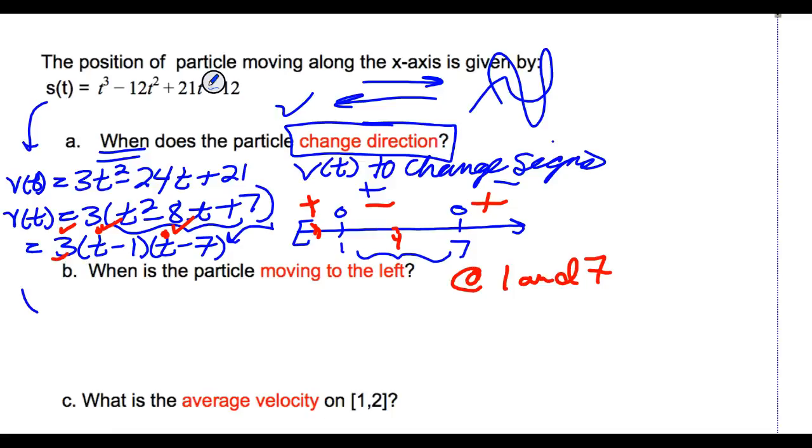All right, when is it moving to the left? Well, that comes from my velocity again. The sign of your velocity gives you your movement. It would have been moving to the left when v of t was negative. That happened on the interval from 1 to 7. Done.